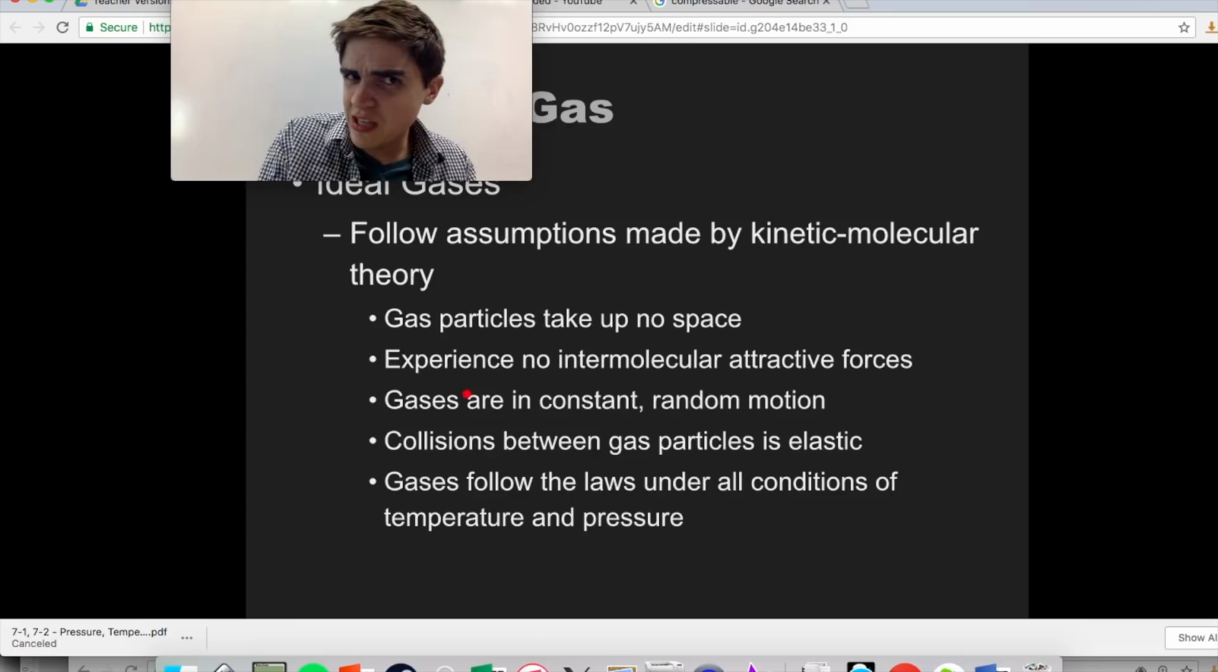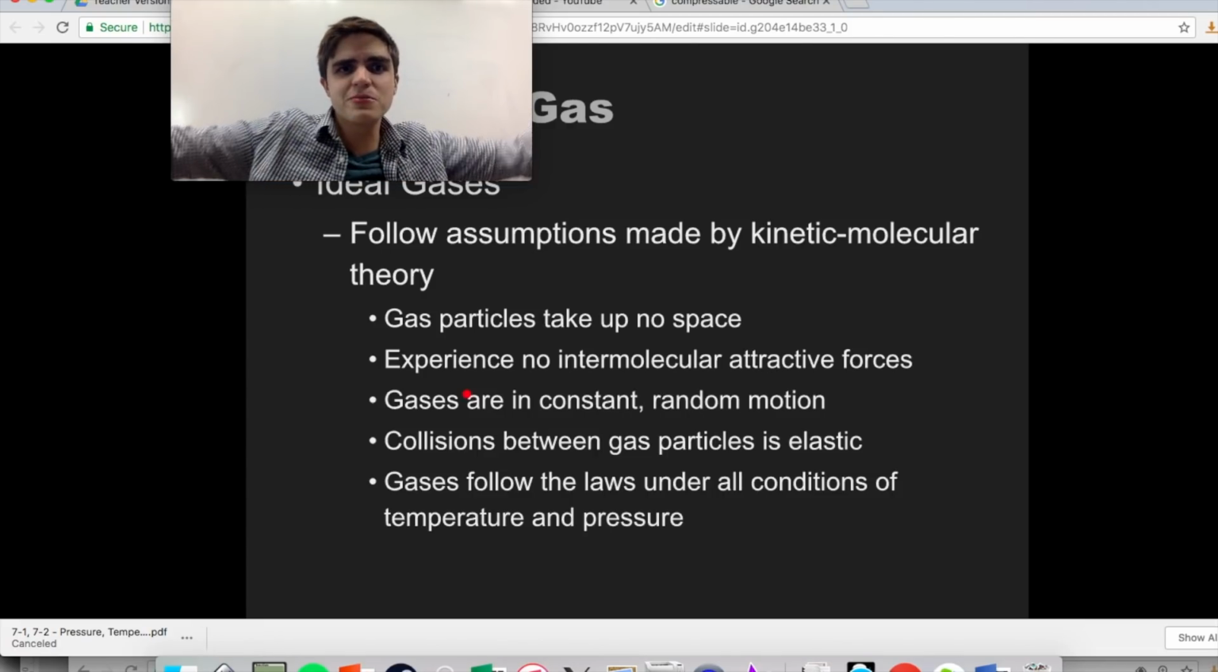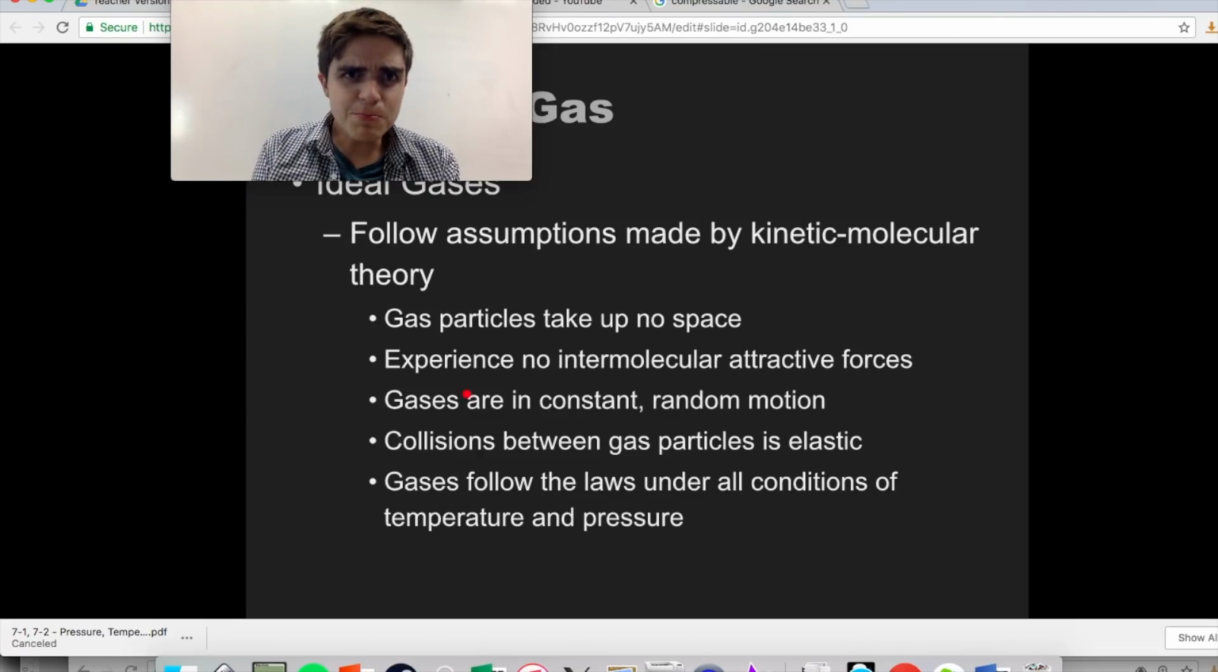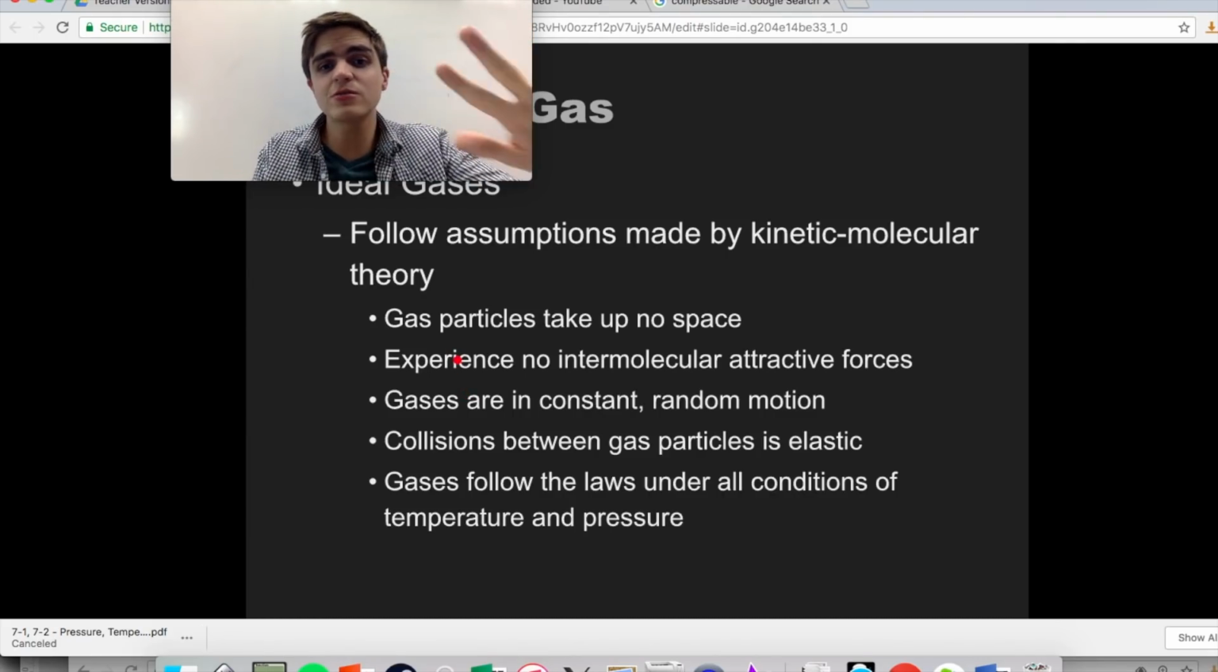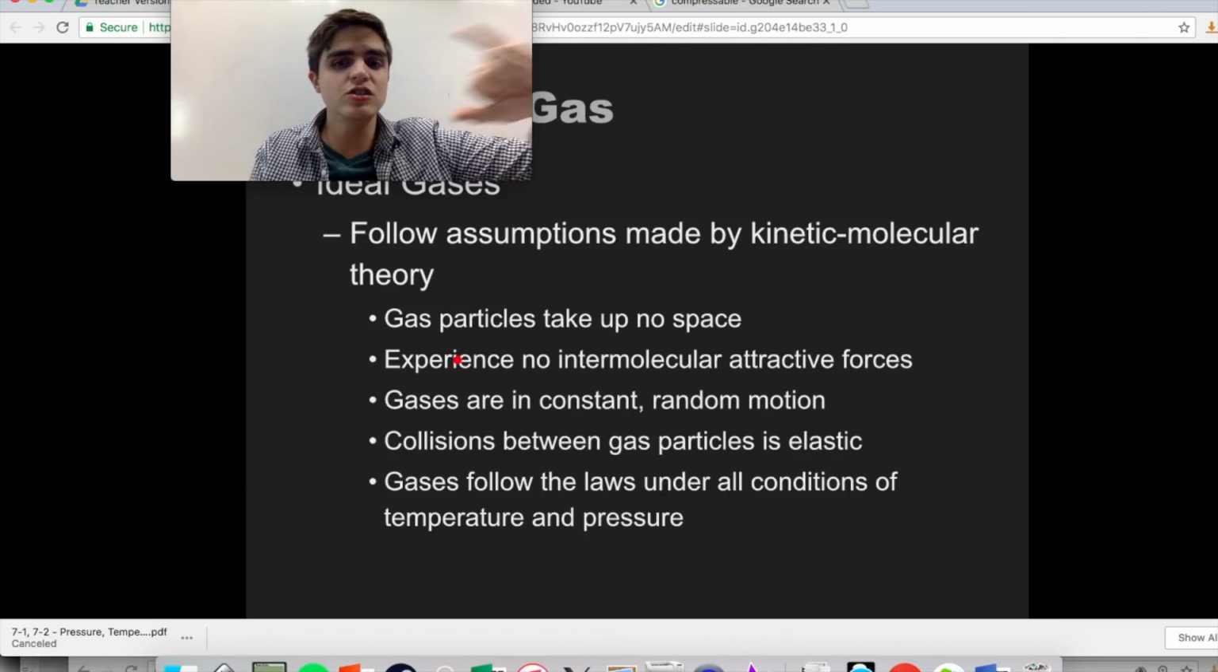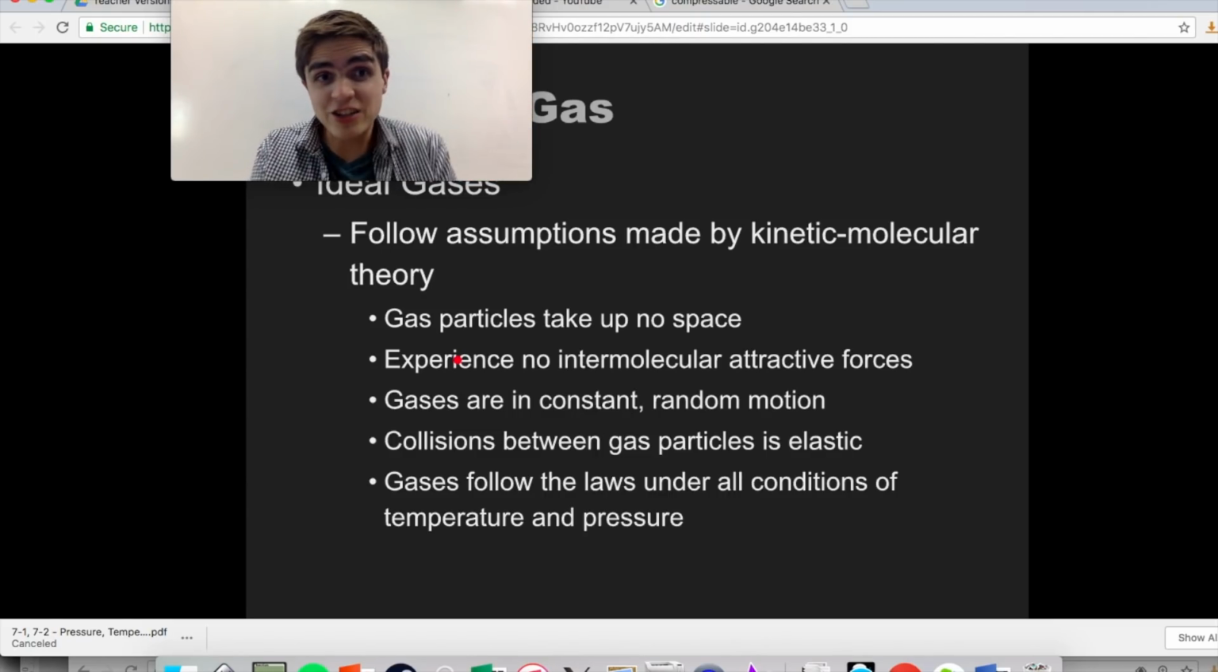And the last assumption is that this is true under all conditions of temperature and pressure, which is, of course, not true. If you go far enough into the extremes, things always break. In this particular case, in the labs that we can do, I mean, I don't have a plasma chamber. I don't have several sig fig vacuum. At some point, we're going to be okay. And so these five assumptions, no space, no intermolecular forces, constant random motion, elastic collisions, all temperatures and pressures, are actually really good assumptions. I'm actually going to ask you to know these.